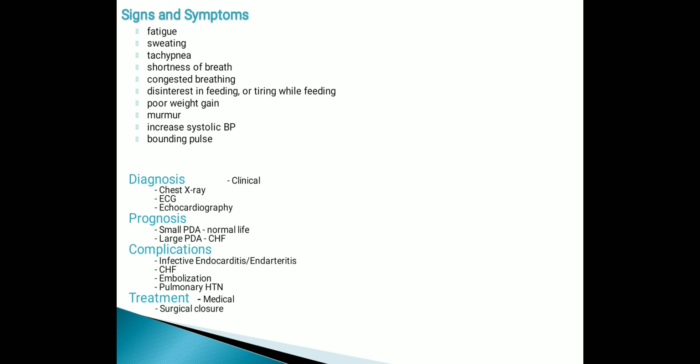Signs and symptoms: fatigue, sweating, tachypnea, shortness of breath, congested breath, disinterested in feeding or tiring while feeding, poor weight gain, murmur, increased systolic BP, bounding pulse. Diagnosis: clinically, chest X-ray, ECG, echocardiography. Prognosis: small PDA with normal life, large PDA causes congestive heart failure. Complications: infective endocarditis, congestive heart failure, embolization and pulmonary hypertension. Treatment: medical and surgical closure.